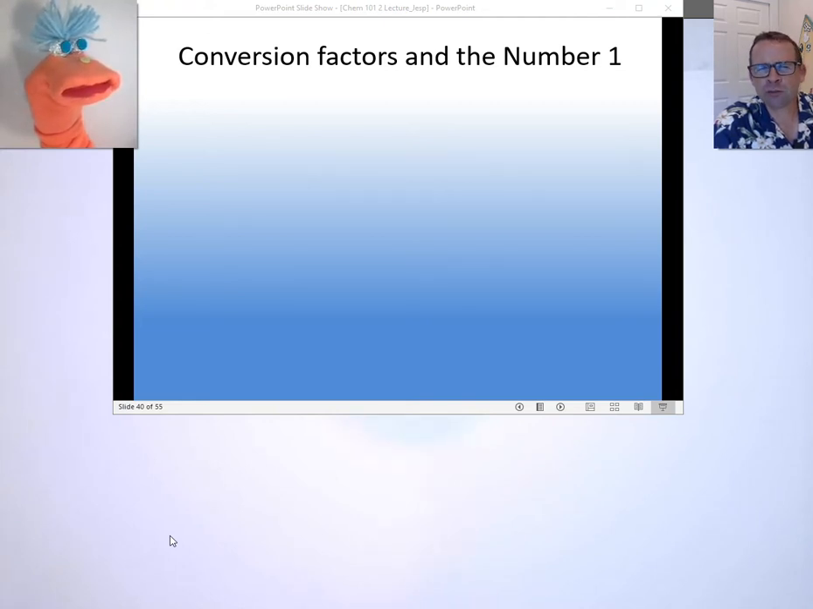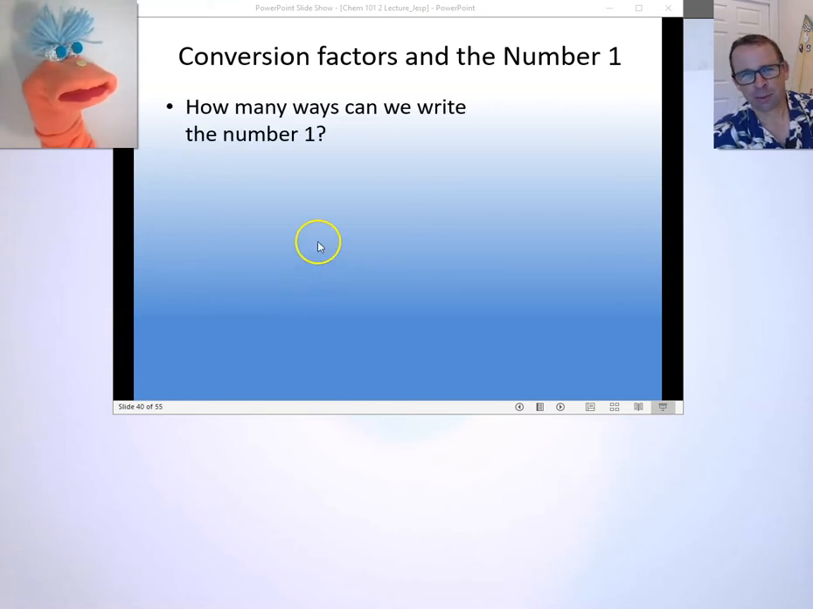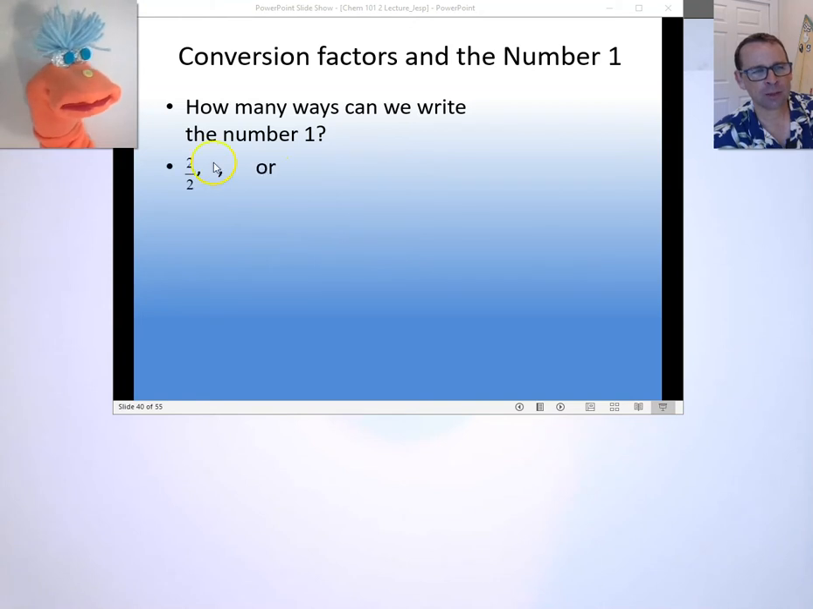So conversion factors, in a way, are kind of like the number 1, all right? There's multiple ways in which you can write the number 1. Do you know what I mean? No, I don't know. Like Spanish or something? No. Like if you write the value 2 over 2, that's equal to 1, right? 3 over 3, 6 over 6. Any value over itself is equal to 1.